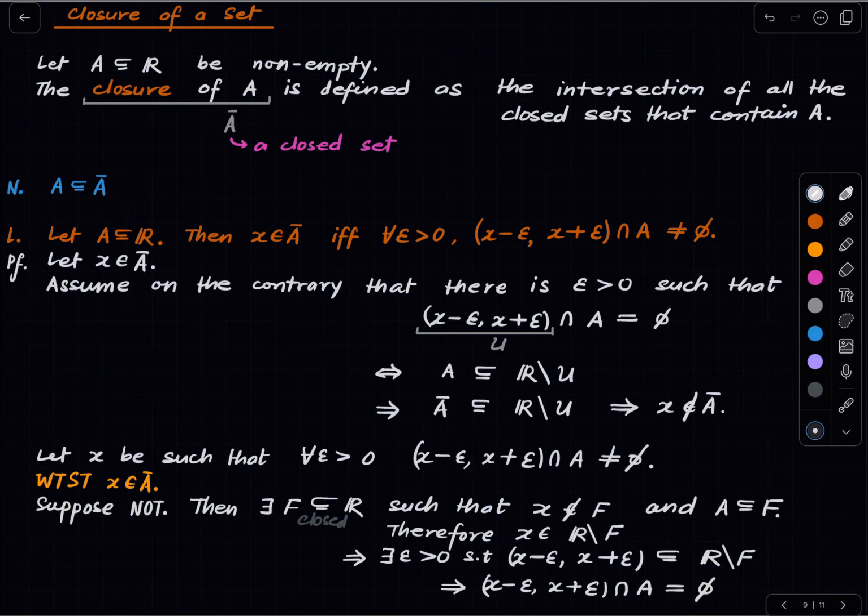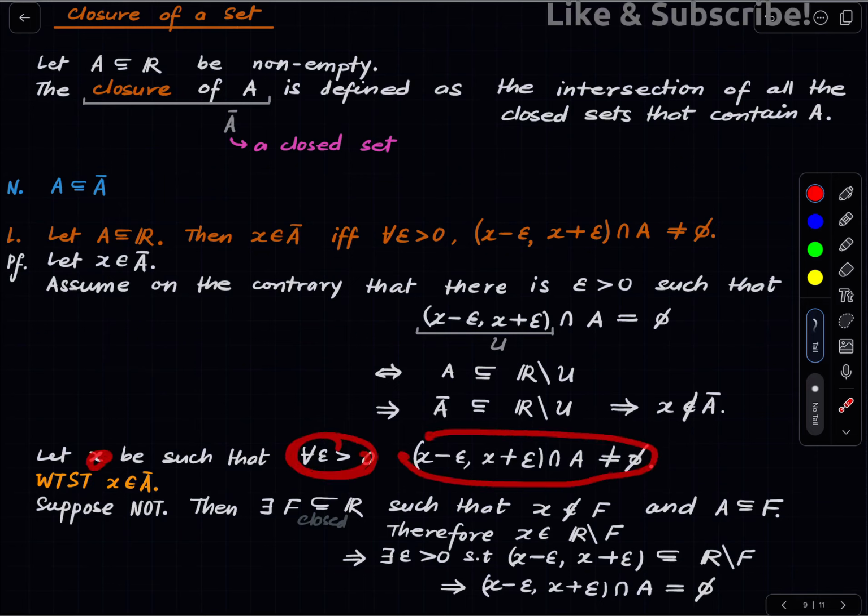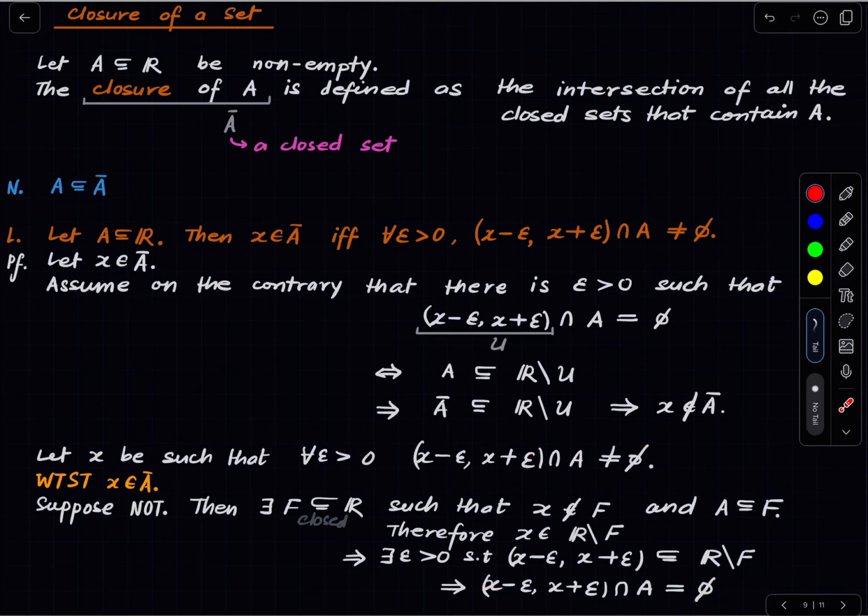Okay, so this intersection is empty, and that is a contradiction because X was a point such that whenever you choose epsilon greater than 0, you have a non-trivial intersection of the room around X and A. And here we are contradicting that. So at any rate, you get a contradiction, and therefore this equivalence is true. So that's a very nice characterization of the closure of a set.